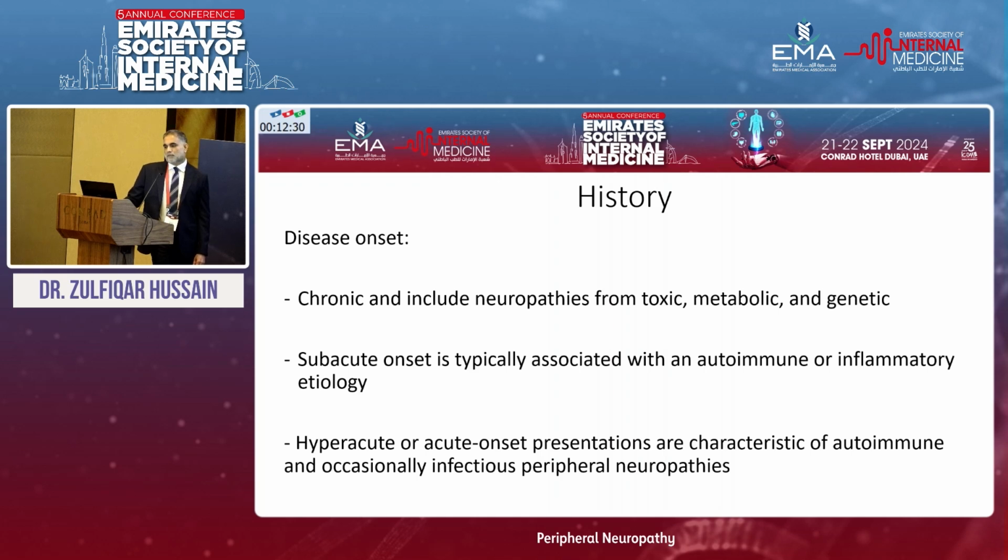Initially, they are episodic, and then it becomes more constant. In the evening or at night the symptoms are a lot worse as compared to the day when they are busy in the morning. So that is the typical presentation of chronicity, and as compared to that, subacute onset and hyperacute or acute onset do not fit with peripheral neuropathy. They have other autoimmune or inflammatory etiologies.